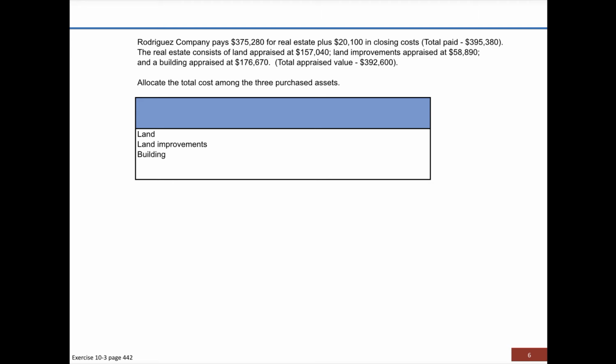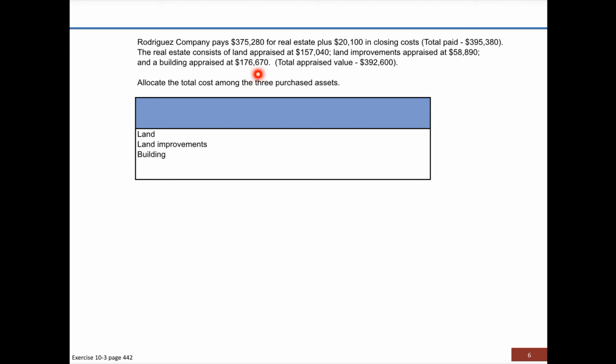Wait, about 1.5%? No. All right, so we must have done that wrong. Let's try again. So we've got 58,890 divided by 392,600. What, 0.15? Okay, so 15%. So 15% is allocated to land improvements. Again, just based on that number divided by that number.